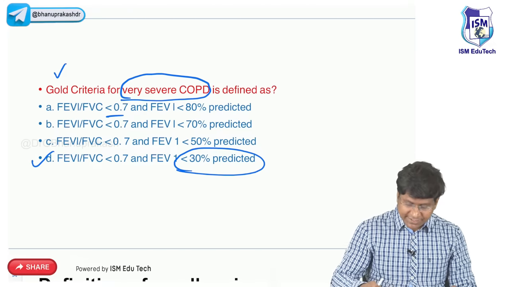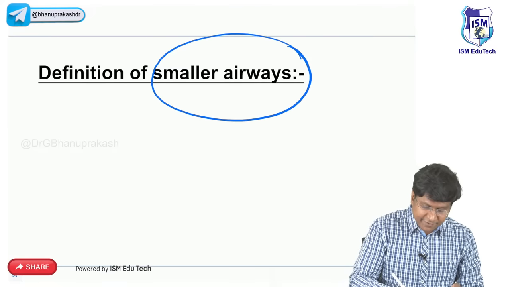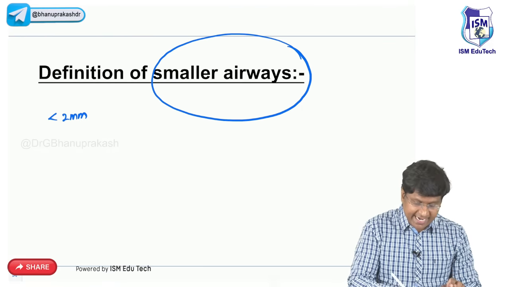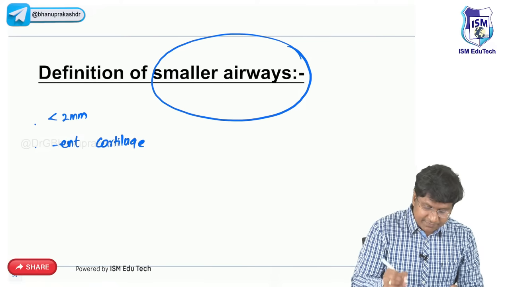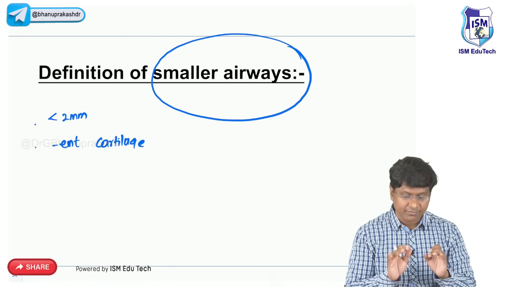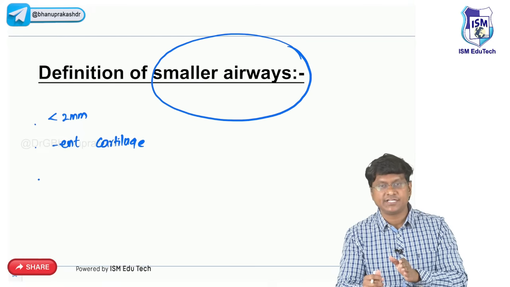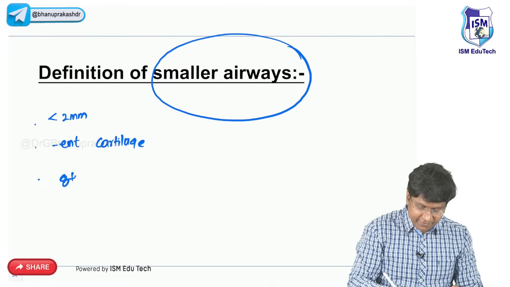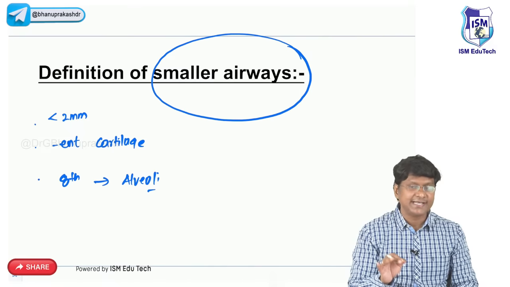And remember, COPD is a disease of the smaller airways. Now, what is the definition of the smaller airway? When the internal diameter of the airway is less than 2 mm and there is absence of cartilage, then we call it the smaller airways. So non-cartilaginous airways with internal diameter less than 2 mm are the smaller airways. And where do these smaller airways start from? We have a total of 23 generations of airways. From the 8th generation onwards, distally up to the alveoli, you have the smaller airways.